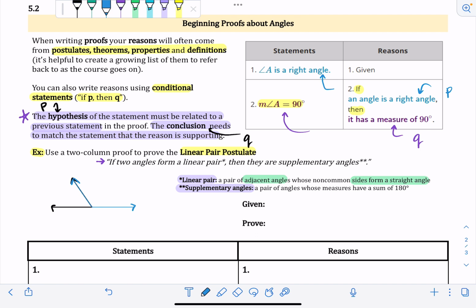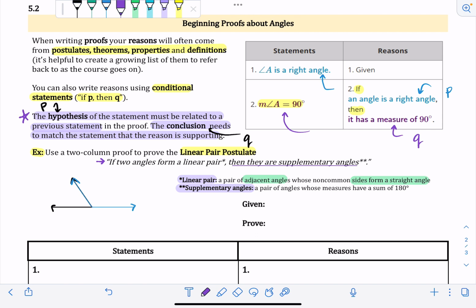And then the second part of that postulate says, then they are supplementary angles. And if you know what supplementary angles are, you're probably looking at this picture and thinking, well, duh, yeah, they are. They're adding up to 180 degrees, which is a straight line, but we have to prove that. So a lot of proofs in general are kind of proving what feels like common sense after you've learned it for the first time.